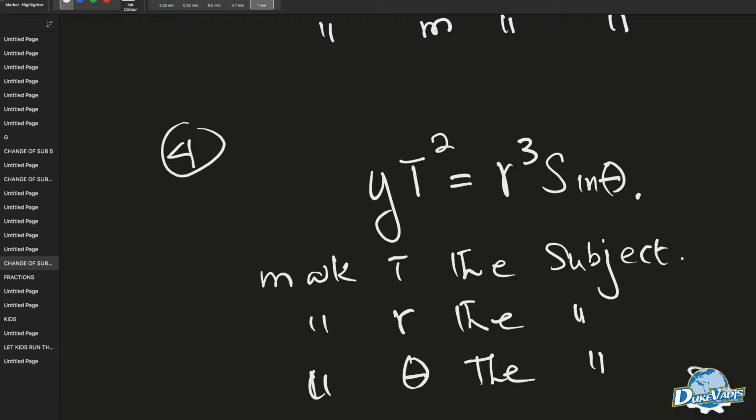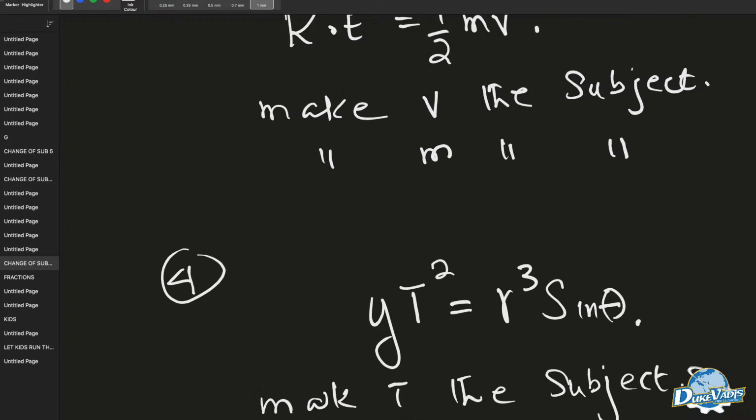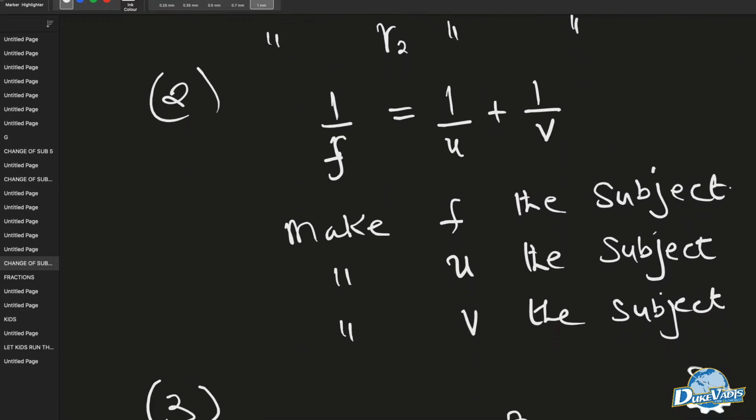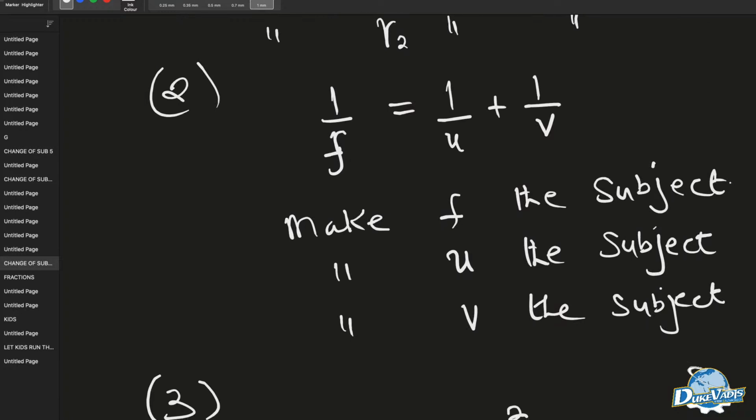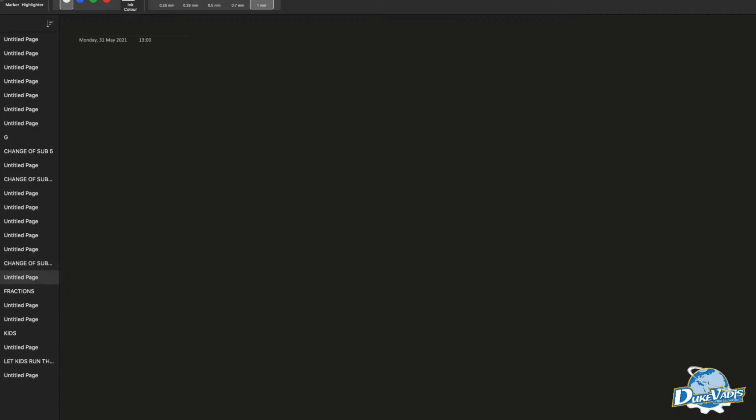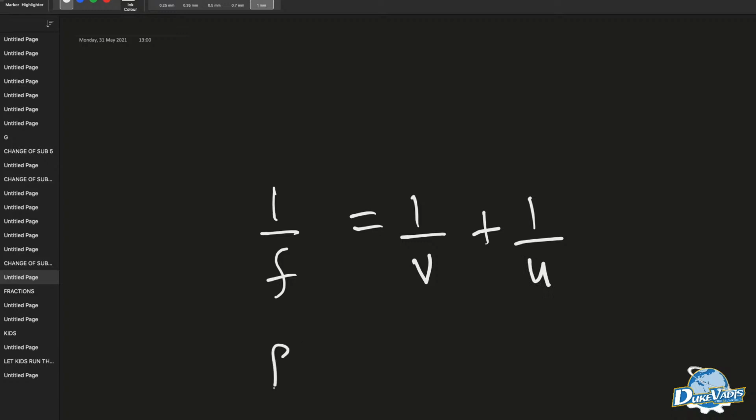In order not to waste time, let's see how we can go about it. I think we should start with question number 2, which is very common to us. So let's look at it. That is change of subject for today. Our question that we're going to tackle is 1 over f is equal to 1 over u plus 1 over v. First we are going to make f the subject of the equation.